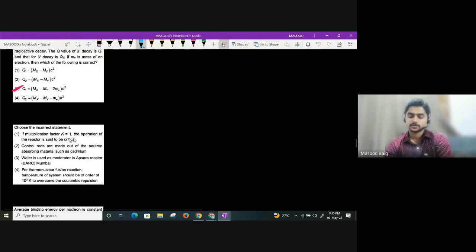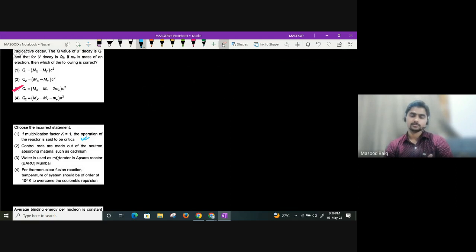Multiplication factor is 1. The operation of the reactor is said to be critical. Yes, it is correct, guys. Control rods are made up of neutron absorbing material. See, there are 4 major parts in a nuclear reactor. First is fuel. What can be considered as fuel? Easily fissionable material. Usually you take uranium 235.